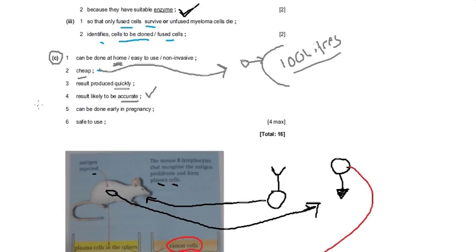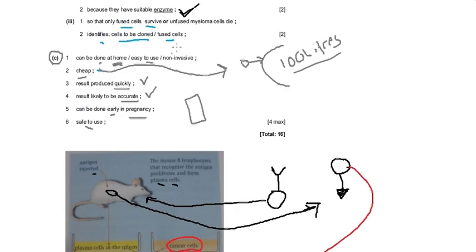Then, results produced quickly. You can have your pregnancy test cheap. If you go to a doctor and tell him that I want to check for my pregnancy, they'll keep ultrasounds and all those. It will take a lot of time. Unlike this one, you can do it at home. It's easy to use. It can be done at home. The results are quick. It is cheaper. It is accurate and can be done early in pregnancy. And it is safe to use.